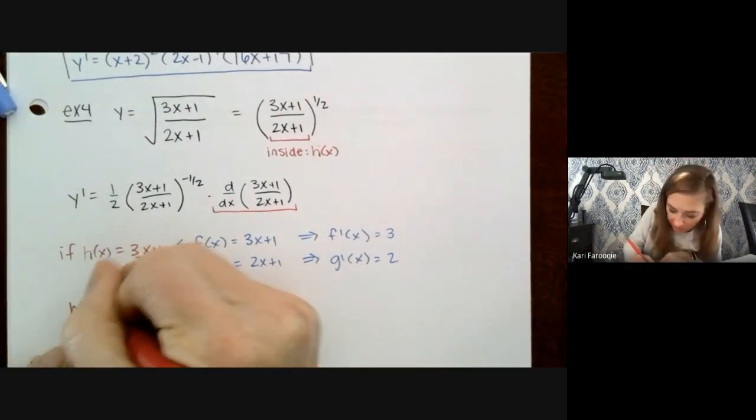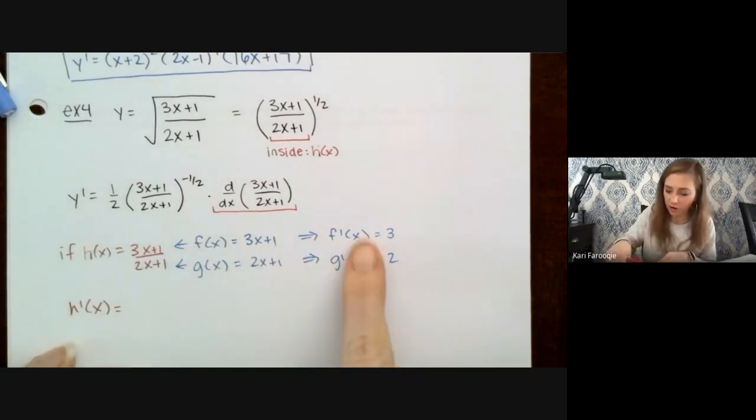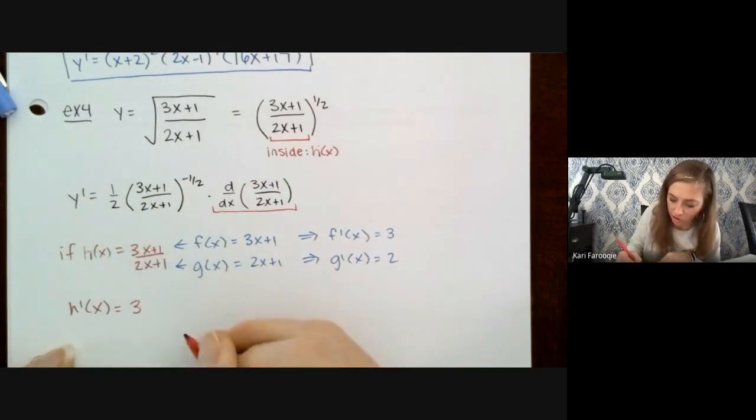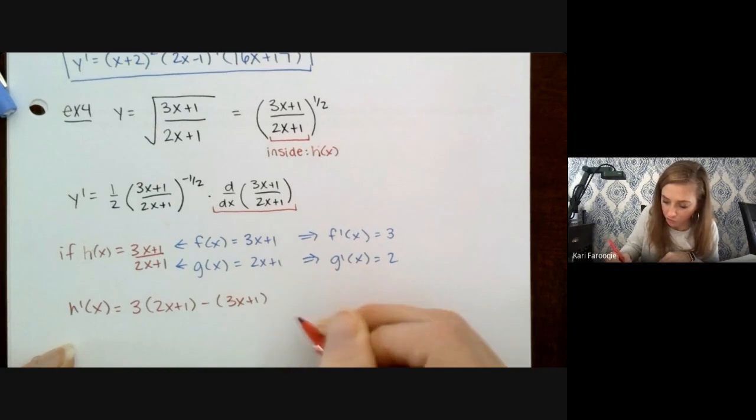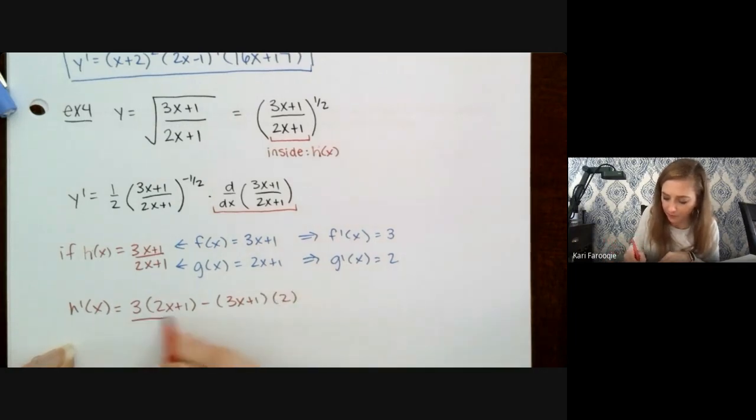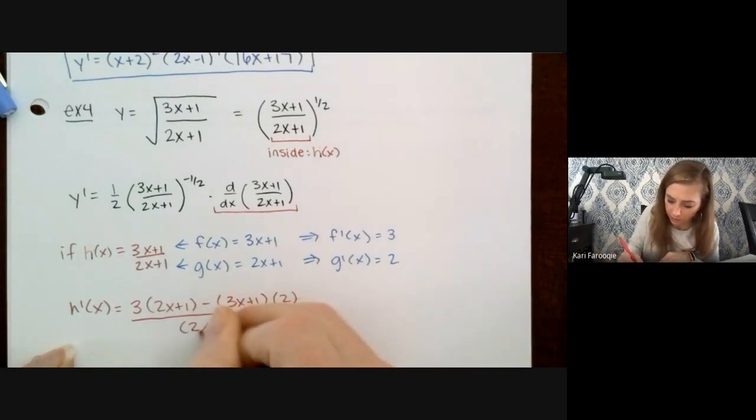H prime of x is f prime g minus f g prime divided by g squared.